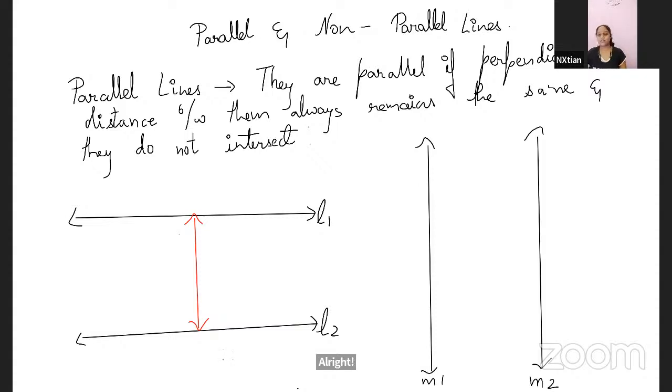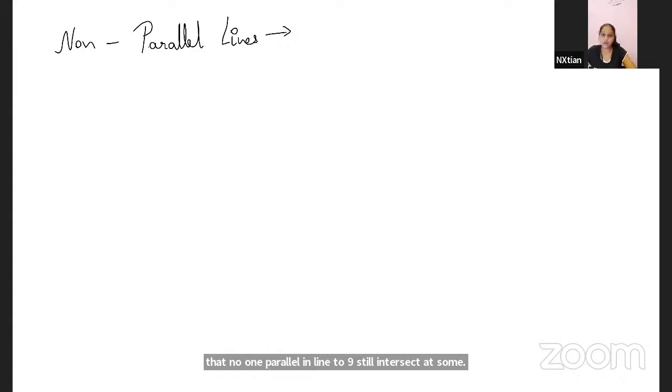So I am going to erase this, and we are going to see the next, which is non-parallel lines. Non-parallel lines are basically two lines which will intersect at some point. Either they are intersecting already, or in the future they will intersect. When you extend both of them, they are going to intersect.